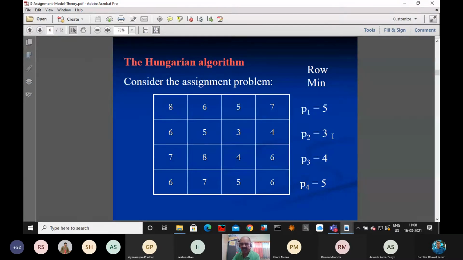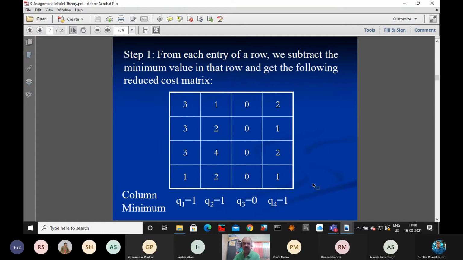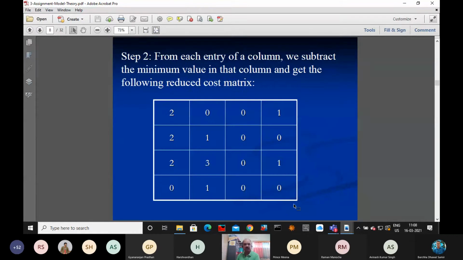So the P1 equal to 5, P2 equal to 3, P3 equal to 4, P4 equal to 5. So together 5 plus 3, 8, 8 plus 4, 12, 12 plus 5, 17. Row wise 17. Then the column wise 1, 1, 1, 3. So 17 plus 3, these 20 units we have reduced. The 20 units you have reduced. That we have to remember and we have to note down. Okay, this. Now this is the matrix we have got, the reduced cost matrix.